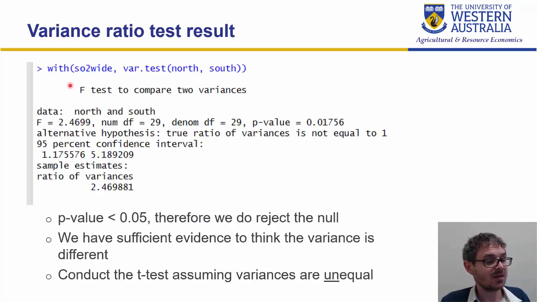We're getting a real hang of this. So with the data set SO2, it's in wide format. That's just the name of the data. Apply the variance ratio test, and the two columns in my data frame are north and south. So we've compared them, and we've got a p-value of 0.01. So if we get a p-value of 0.01, we're going to reject the null of equal group variances. So when we implement the t-test, we're going to use the formula that says the variances are different.